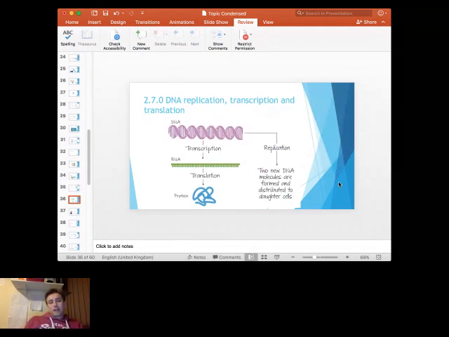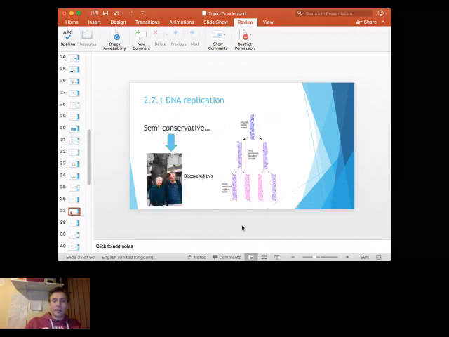Now, in HL biology, you go into a lot more detail than you do in SL biology. For simplification's sake, and since we're only going through molecular biology, I'm basically just going to take you through the basics of how replication, transcription, and translation work. If you're HL, you're going to have to know this in a lot more detail, and I'm sorry for you. But in terms of SL, things stay quite simple. So for DNA in SL, you have to understand that DNA replication is semi-conservative.